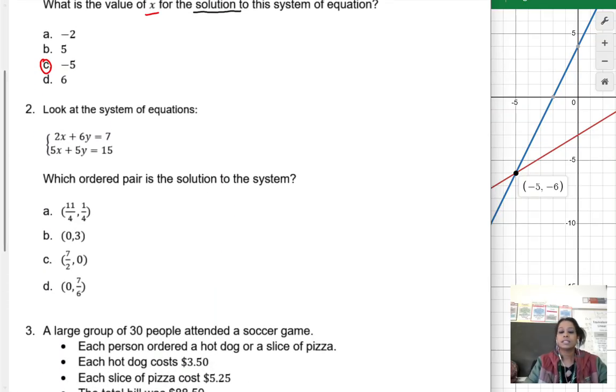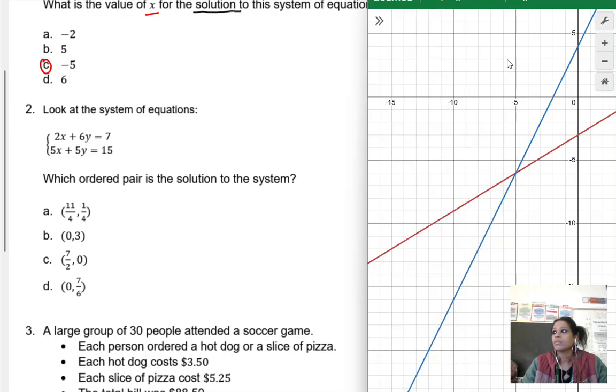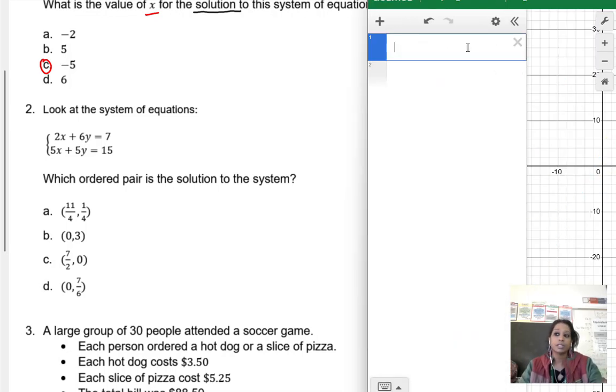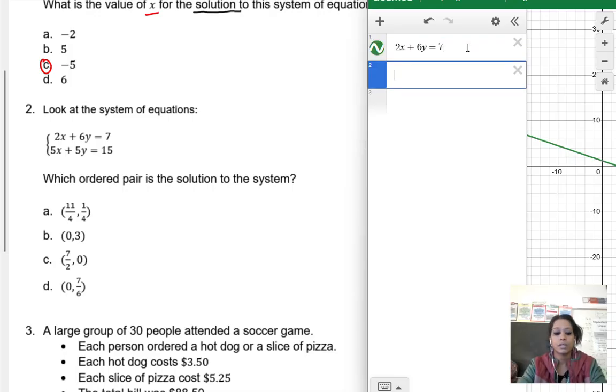It says here, look at the system of equations. So I have 2 equations. Which ordered pair is a solution to the system? So same thing, we're just going to graph it. But we do have some fractions and decimals here, so we have to be careful to find our answer. But it's easy. Just plug it in Desmos. You will have access to Desmos on the test. So plug it in.